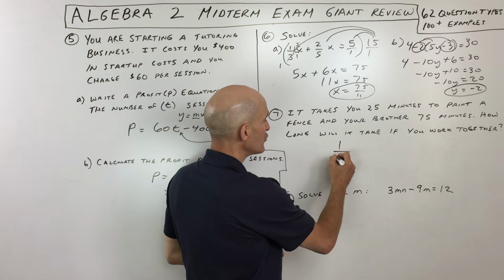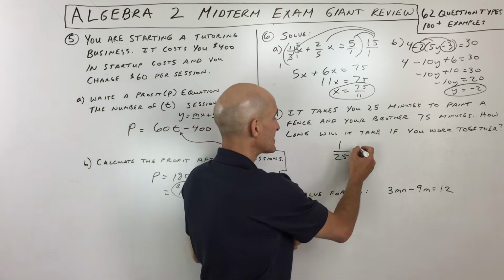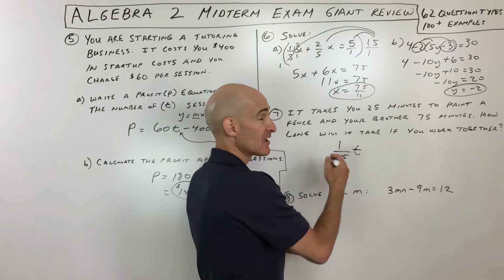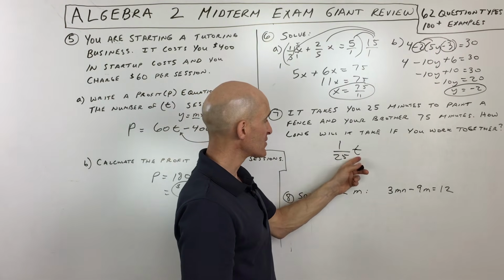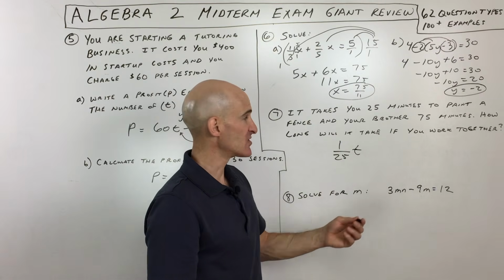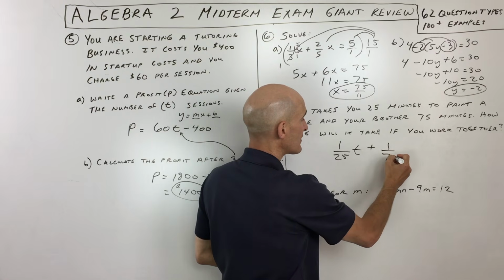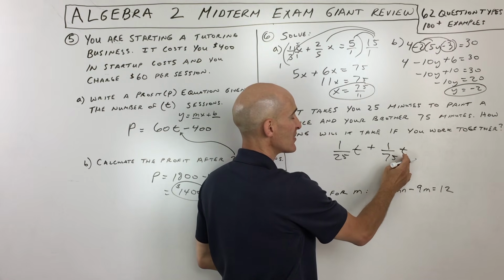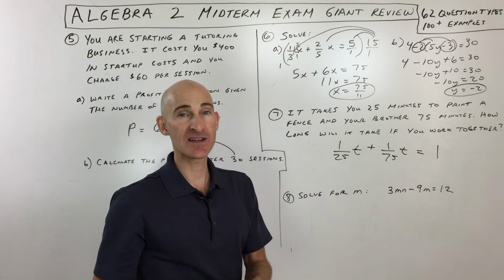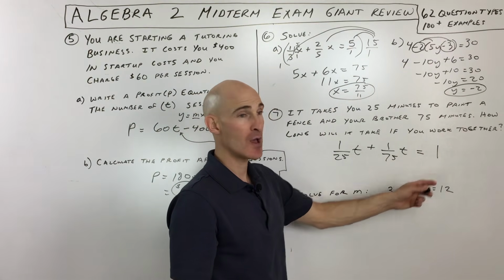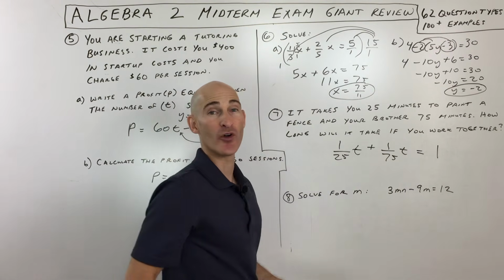in 1 minute, you paint 1/25 of the fence, okay? Times the number of minutes tells you how much of the fence you've completely painted, right? So 4 minutes go by, you've painted 4/25 of the fence, and so on. So if we go to your brother now, your brother is painting 1/75 of the fence times the number of minutes that he works, and together you're trying to paint one whole complete fence. Now if it was 2 fences, I would make this equal to 2. But the key is rate times time plus rate times time equals the total, okay?